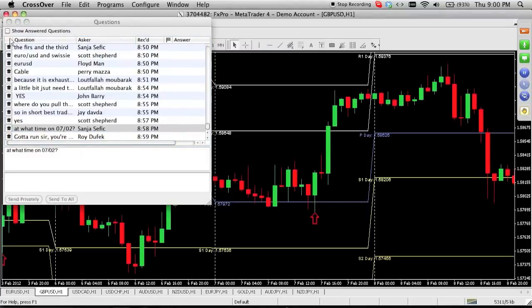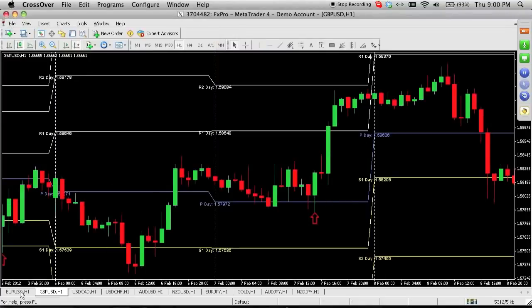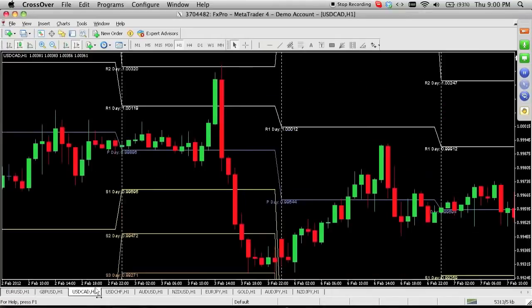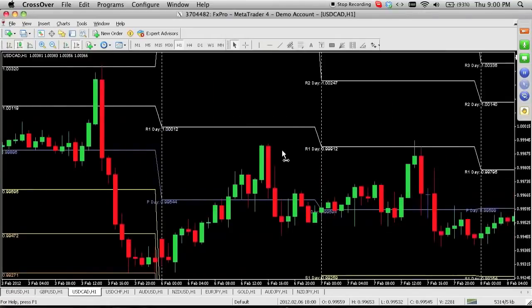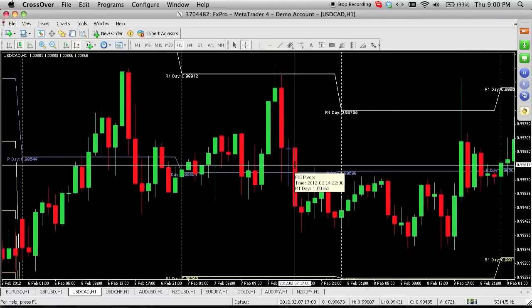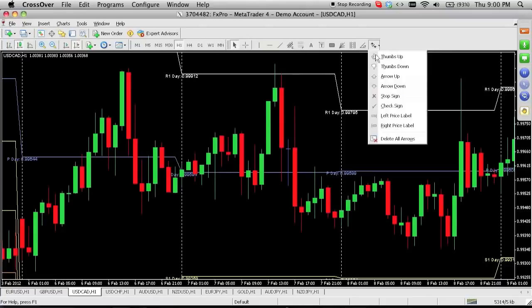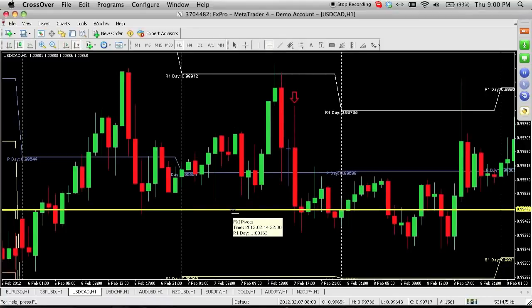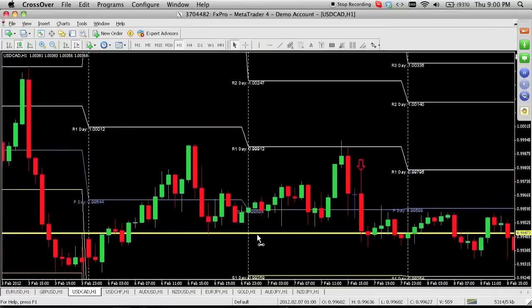Okay, so now Euro USD, that pair has already left. Now the other correlating pairs are US dollar Swiss franc and US dollar CAD, 7 February, 1700 hours. Okay, heavily short. And it has gone past, it stopped right at our pivot line.